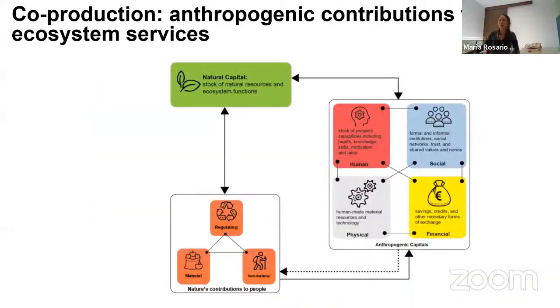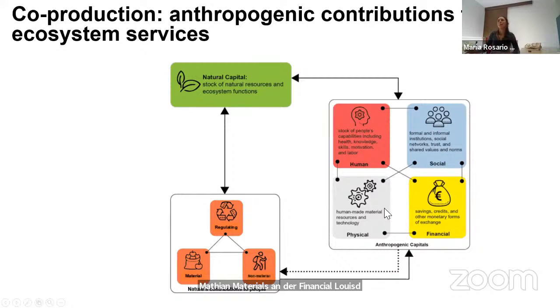These different anthropogenic capitals are shown in this figure. These are basically human, which relates to the knowledge and skills. Social relates more to the social network, the formal or informal institutions, the norms and regulation. We have, of course, the physical, which is the technology and materials, and the financial, which is the economic incentives.